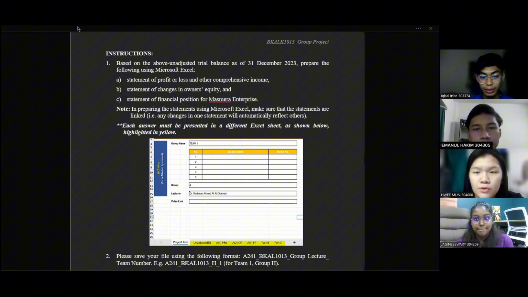Alright, so I'm going to talk about part B. What problems did Masmara Enterprise encounter in this part? As we know, Tata is the one who established Masmara Enterprise, but she is not accounting literate, so she may have trouble recording all the transactions in the business. For example, she may not know the accounting assumptions and principles.